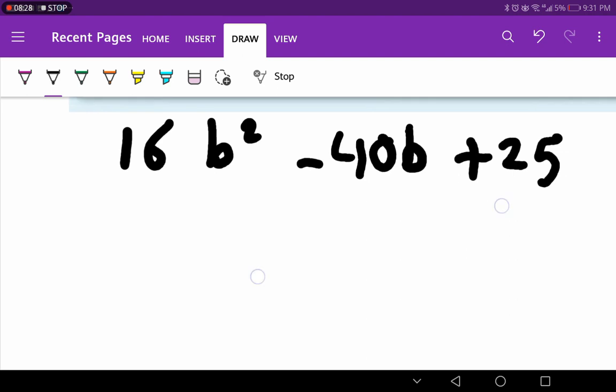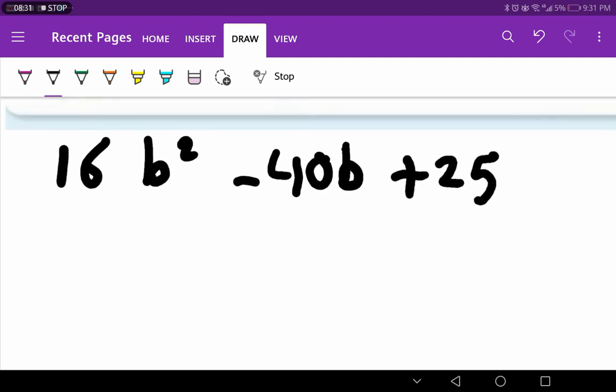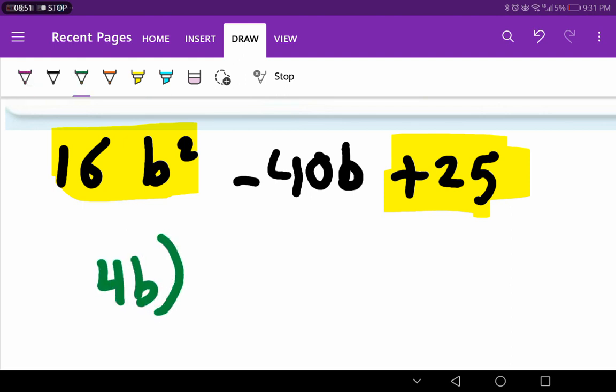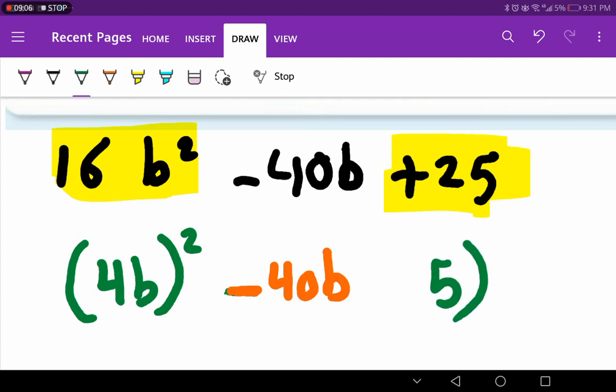Okay, so let us check the first term and the last term, if they are a perfect square. This is a perfect square and this is a perfect square. Actually the first one comes from 4p, and I do like this, minus, I bring it as it is, negative 40p, and this comes from 5 square. Are you happy with that?